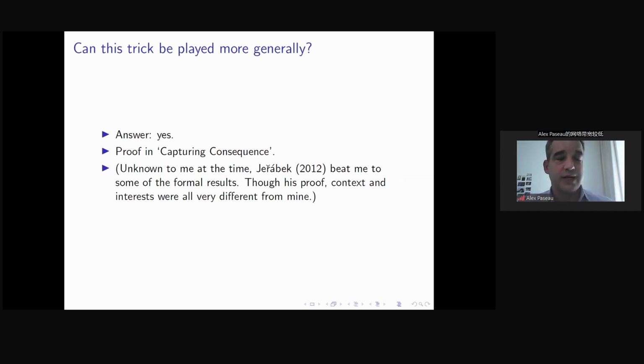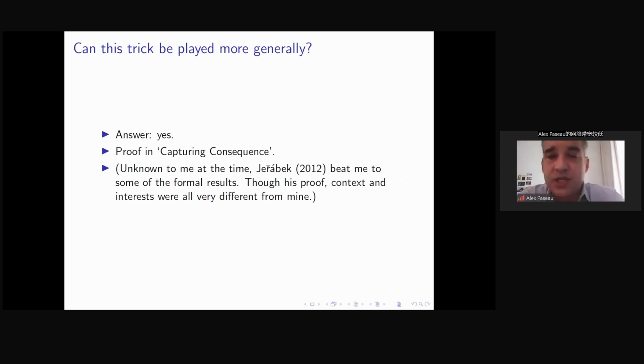And you can prove this using a technical result. I've applied it in a particular context. Other logicians, including Jeřábek, have proved this in a more general way, in a proof theoretic way. His proof and context are all very different from mine, clearly much earlier. But my interests are philosophical and semantic. So I've done it in a different way, and I think it has some interesting philosophical consequences.